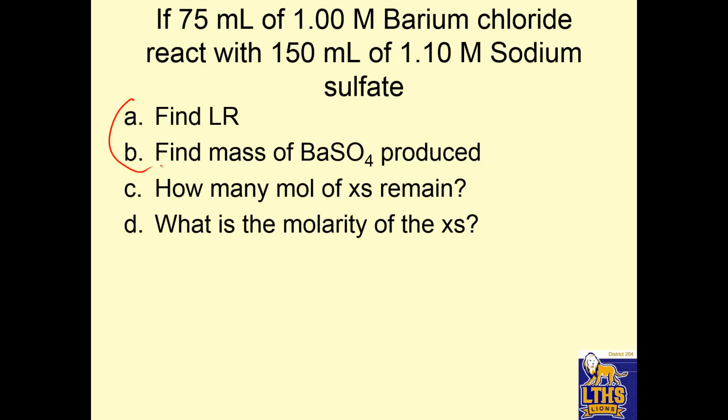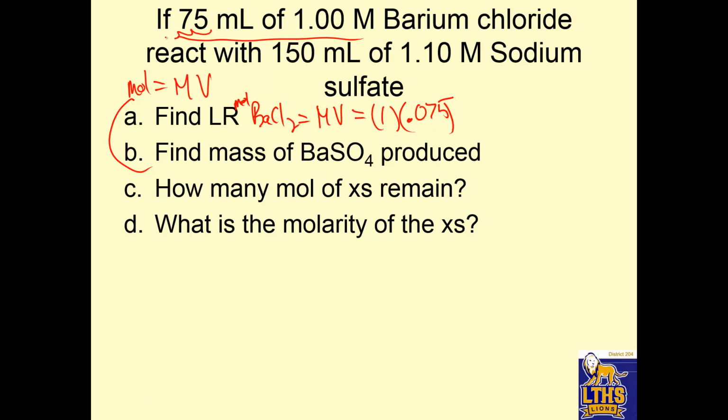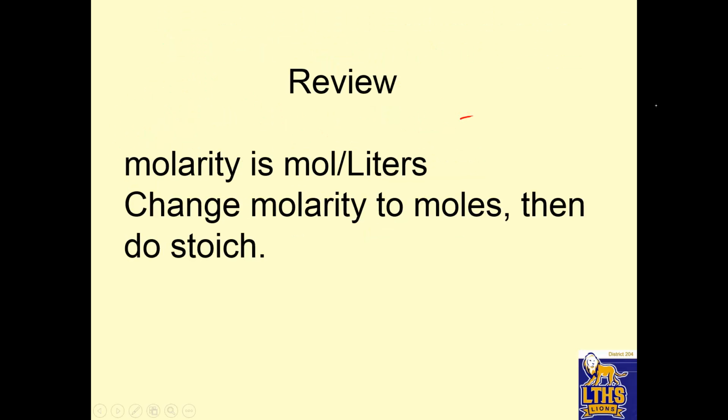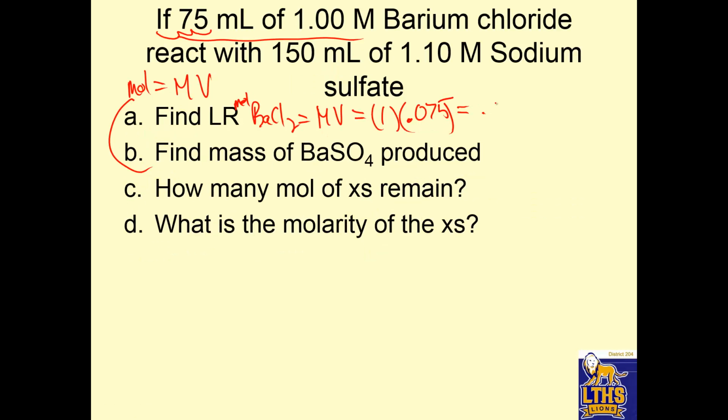So 75 milliliters of barium chloride. So remember, moles equals MV, or ML, right? So for this first part, so barium chloride, BaCl2 equals MV equals, I'm going to put little moles here. The molarity of barium is 1. Volume of barium is 0.075. See, I had to slide that 3 spots. 1, 2, 3, 0.075. And that equals 0.075 moles of BaCl2.